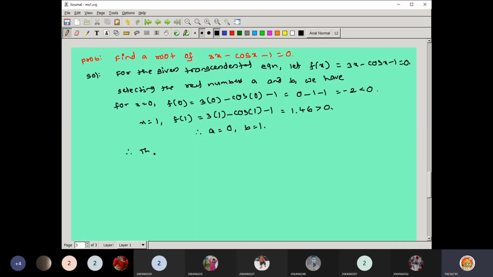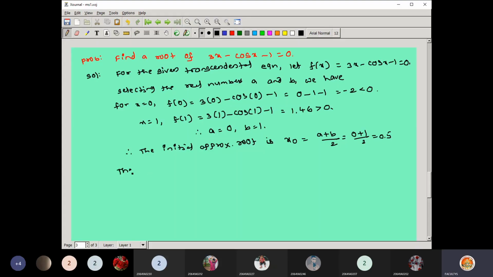Therefore, the initial approximate root is x naught equal to (a plus b) divided by 2. It is (0 plus 1) divided by 2. Answer is 0.5. So first solution is over.